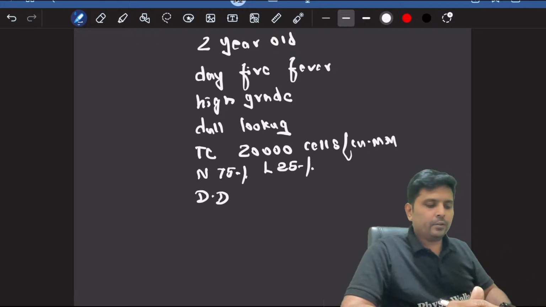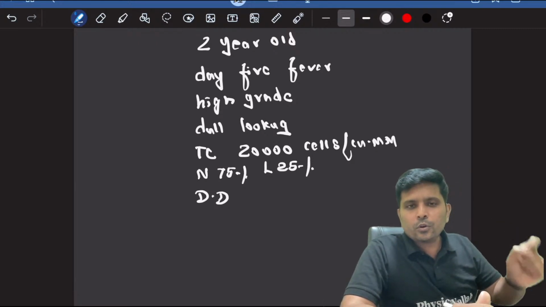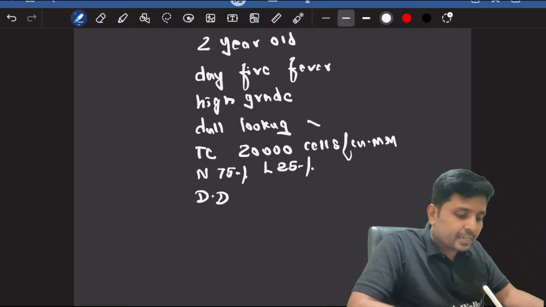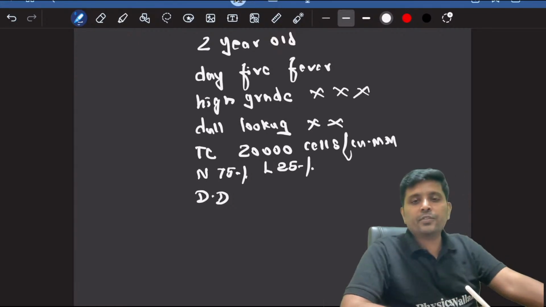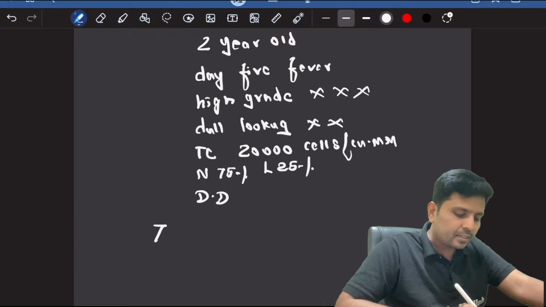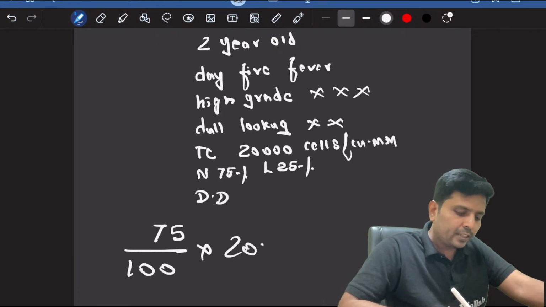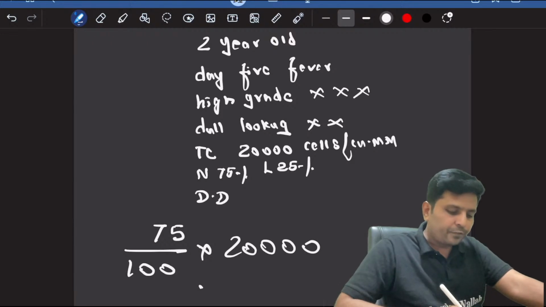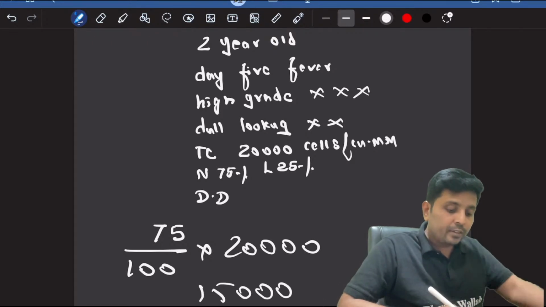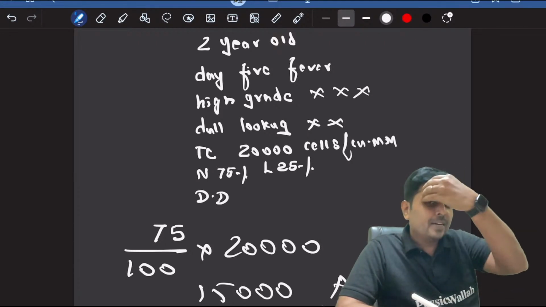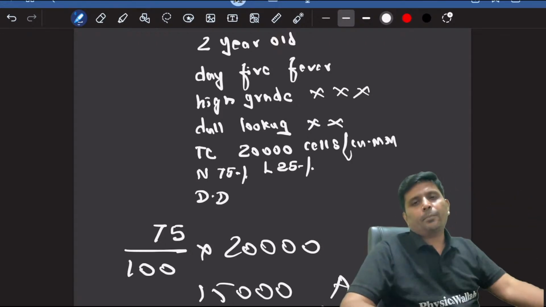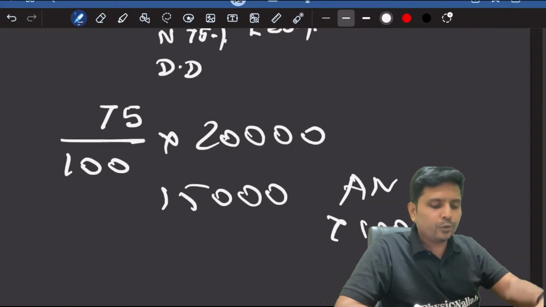Case 3, a 2-year-old, day 5 fever, high grade, dull looking, total count 20,000, neutrophil 75, lymphocyte 25. So, look here, there is no cold, no cough. The child is dull looking, the child is having high grade fever. Here, total count is 20,000. So, how much does this come to? 75 by 100 into 20,000. How much? 15,000. So in this case, absolute neutrophil count is more than 10,000 and the child is toxic, dull looking.